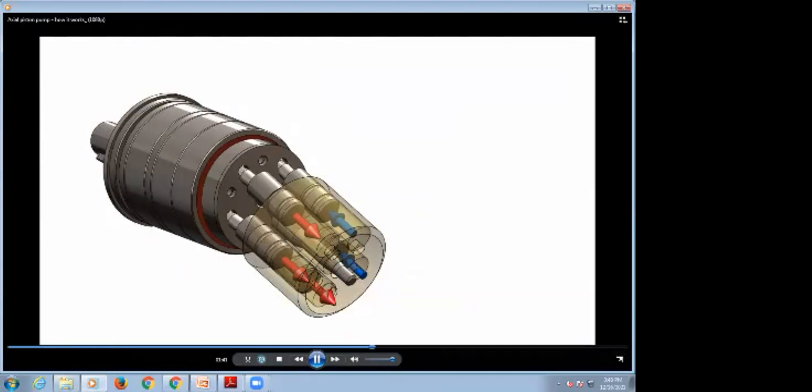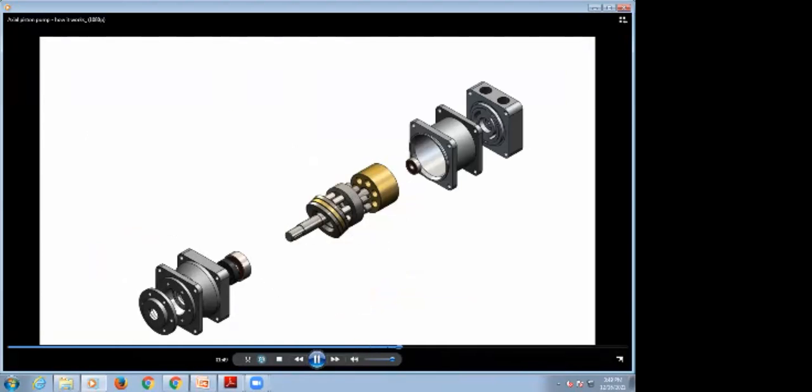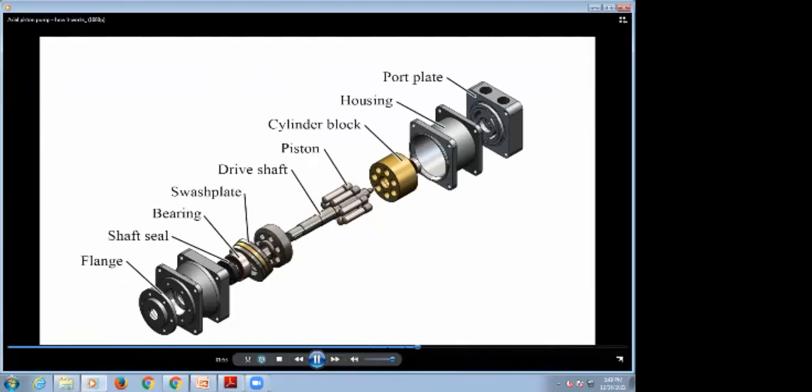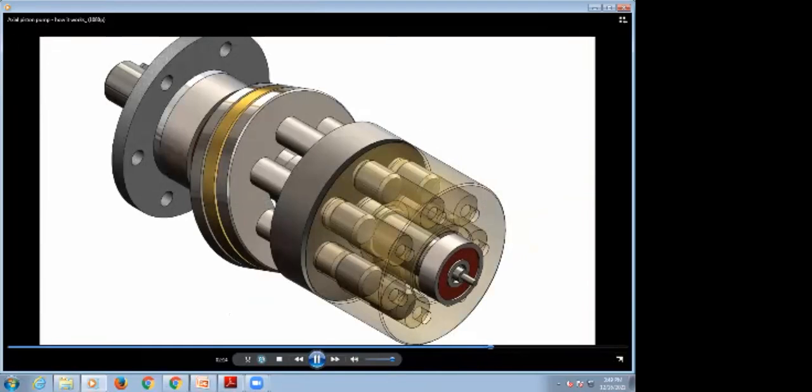Swash plate piston pump design. Most swash plate piston pumps consist of a few basic components: flange, shaft seal, bearing, swash plate, drive shaft, piston, cylinder block, housing, port plate. The swash plate mechanism is a displacement mechanism, the displacement pistons of which are arranged axial to the drive shaft. The reaction force of the pistons is carried by the swash plate.